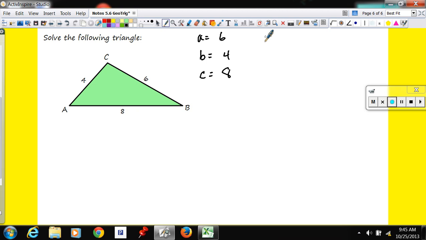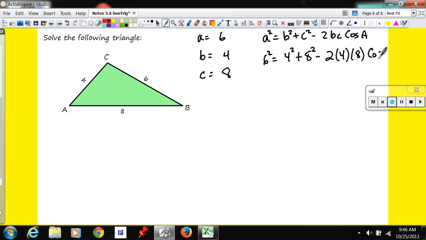So that means the formula we used was a squared equals b squared plus c squared minus 2bc cosine of A. That was the formula that we used. Let's plug in what we know. We know we have 6 squared equals 4 squared plus 8 squared minus 2 times 4 times 8 times the cosine of A. That's what I don't know right now. So I have to leave cosine of A at the end because I don't know what that is yet.